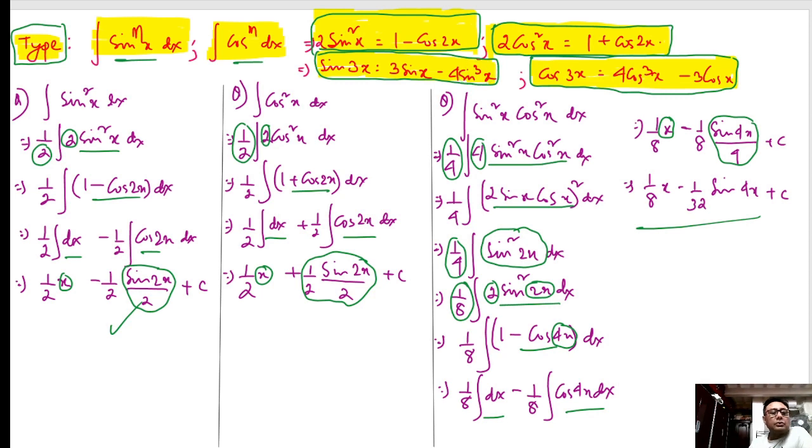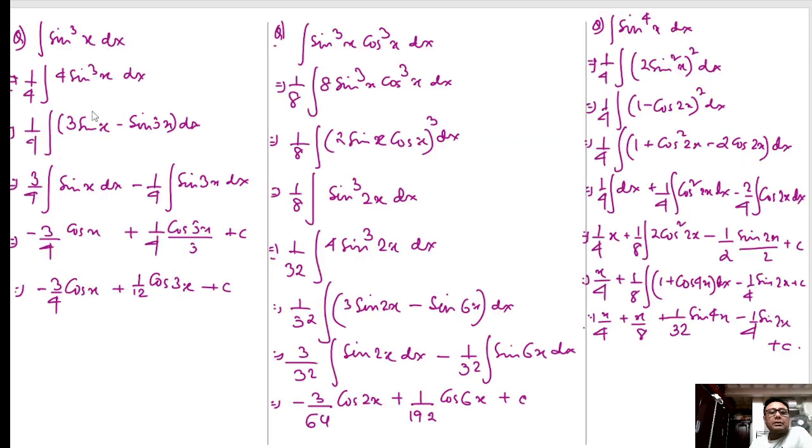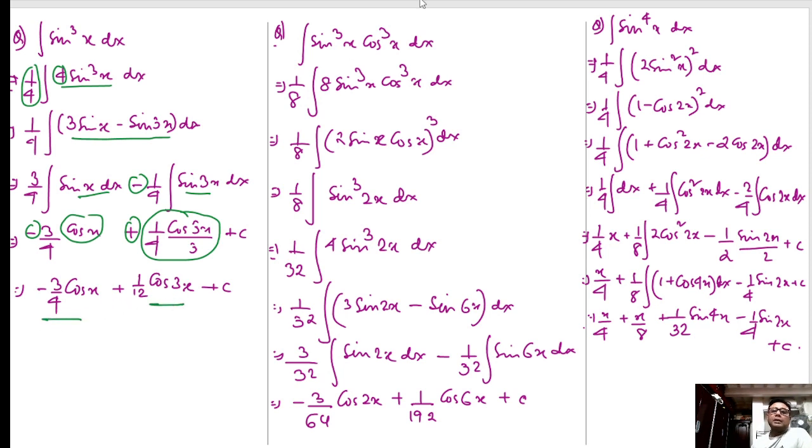Okay, so using that, here we have made it 1 by 4 into 4. Now 4 sine cube x is 3 sine x minus sine 3x. Now writing it separately, integration of sine x is minus cos x, sine 3x is minus cos 3x by 3. So this minus becomes plus cos 3x by 3, and that is the answer of this.